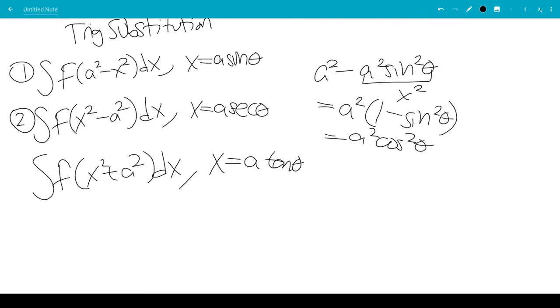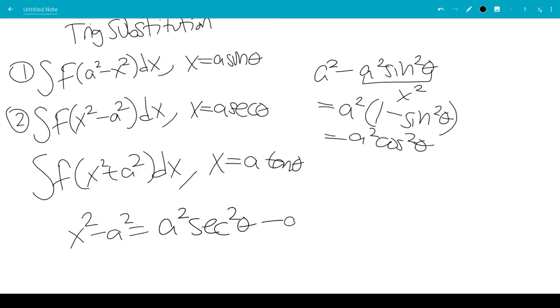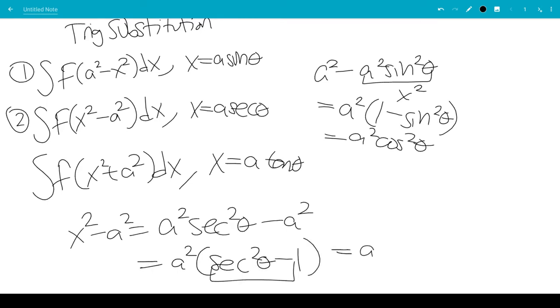For the number 2 case, the inside would be x squared minus a squared. And if I substitute x equals a secant theta, you get a squared secant squared theta minus a squared. This will be a squared times secant squared theta minus 1. But this is just tangent squared, so this is a squared tangent squared theta.